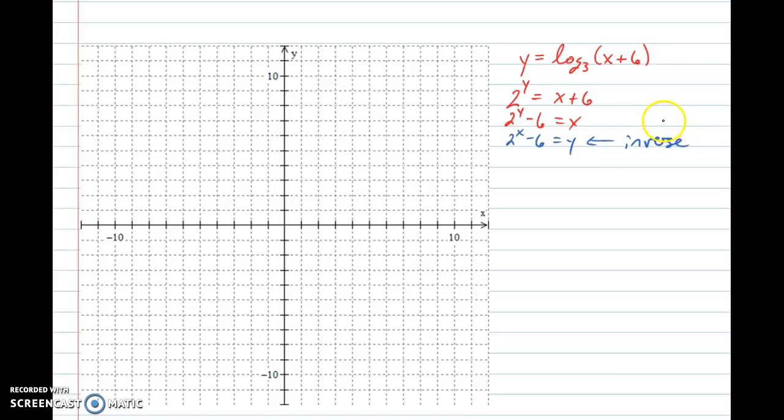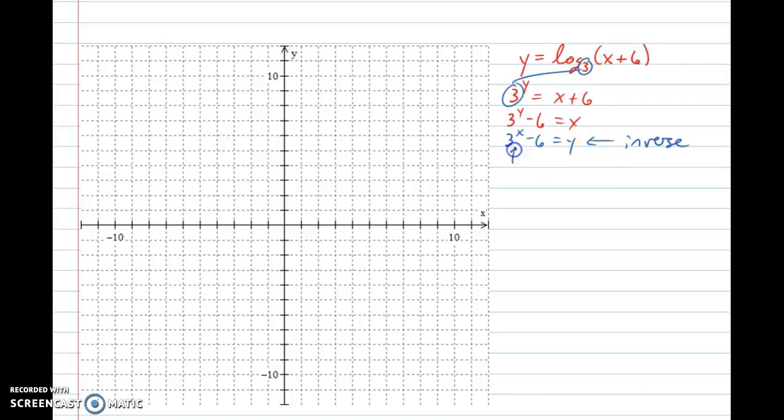And if I can identify the key features on this one, oh, I'm sorry, I wrote 2. I meant 3 for the base there. My bad, sorry. Thank you for catching that. 3 to the y, so this is then 3 to the x. The base of the logarithm becomes the base of the exponential. Sorry about that. So 3 to the x minus 6 equals y is the inverse function.